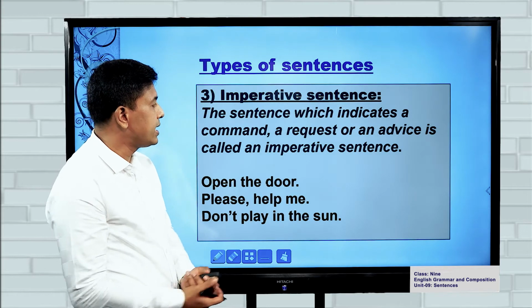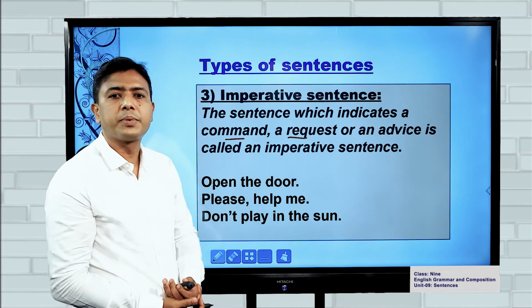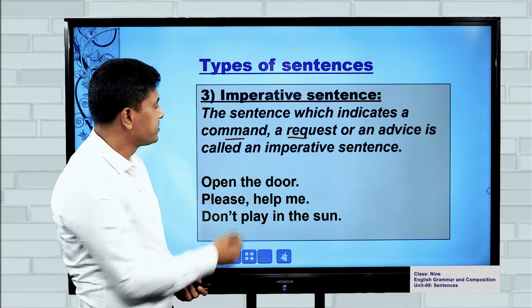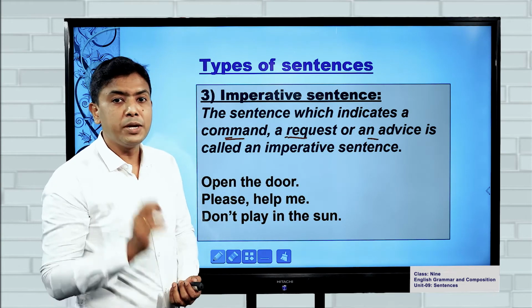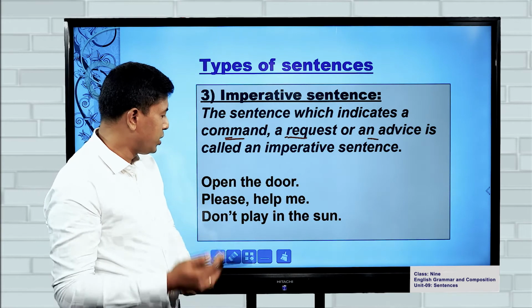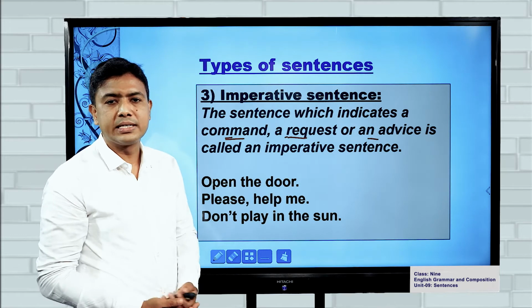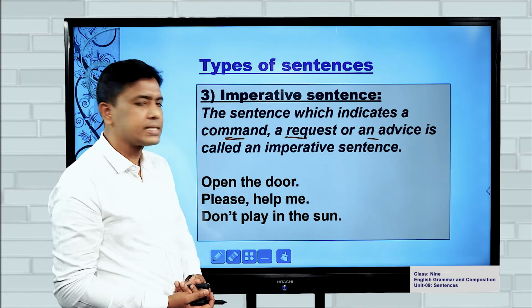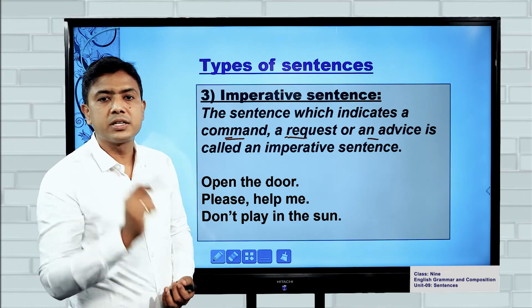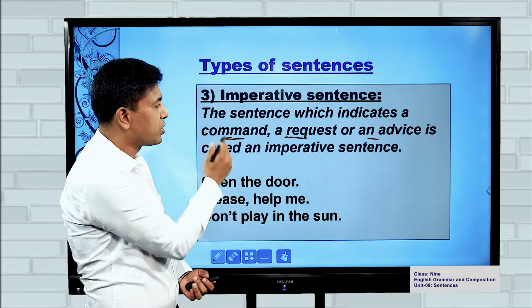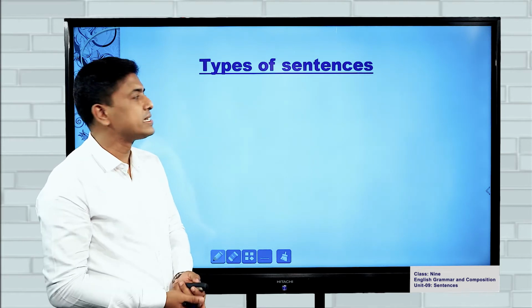Third category, imperative sentence. The sentence which indicates a command, a request, or an advice is called an imperative sentence. Remember 3 things: command, request, and advice. If you have any of these 3, be sure it is imperative. If you look at these examples, open the door. It is a command. Please help me. It is a request. Don't play in the sun. It is an advice. So these 3 combine an imperative sentence. One more time. Command, request, advice. Imperative.